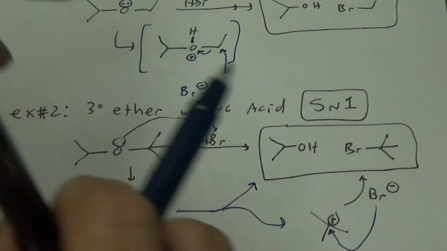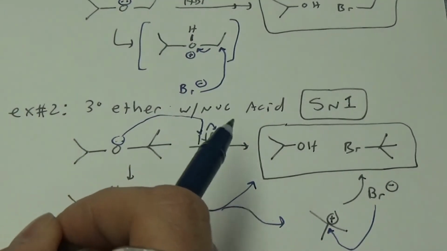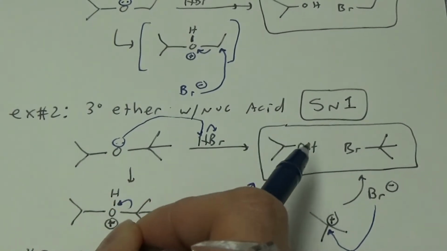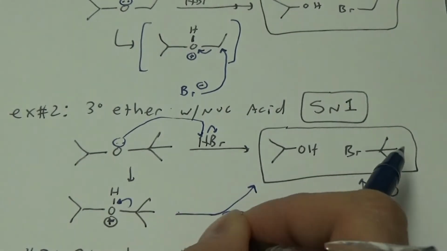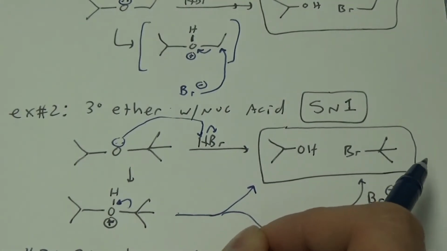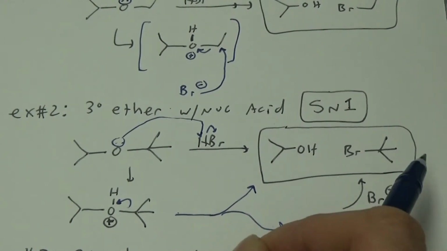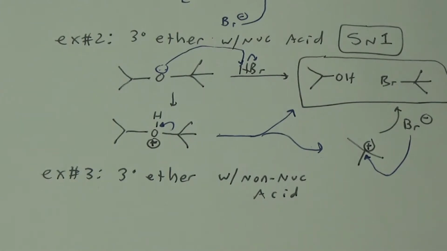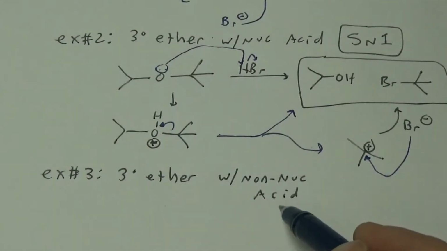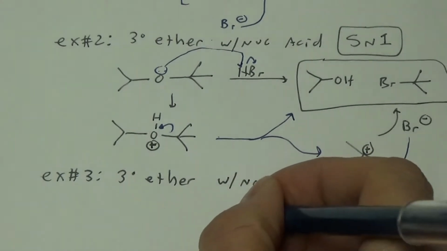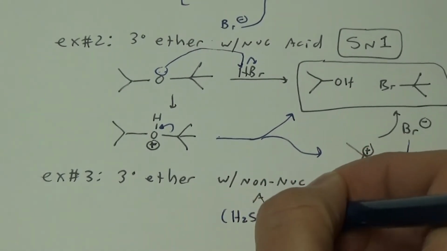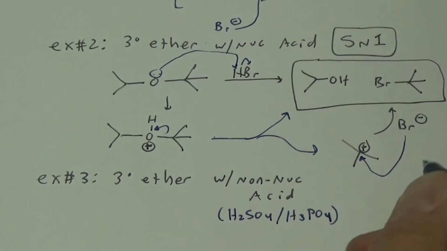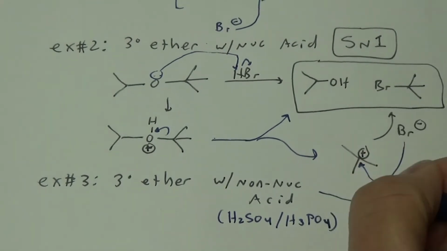Okay. Third example. One of the sides is a tertiary ether, but rather than a nucleophilic acid, we're going to use a non-nucleophilic acid. What were the non-nucleophilic acids that we learned about? We learned they were, this chapter, H2SO4 or H3PO4. Sulfuric acid or phosphoric acid are non-nucleophilic acids.